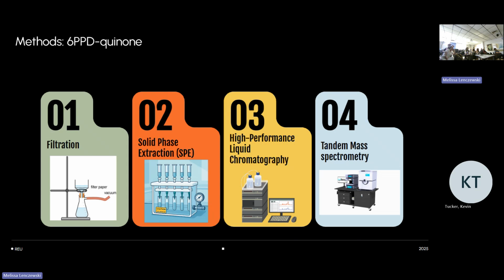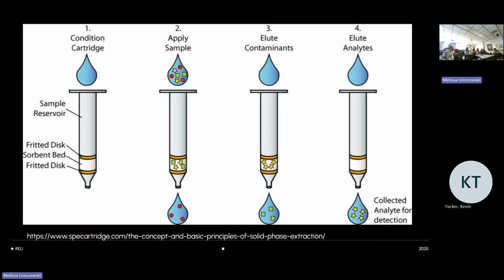And then here are the methods for my 6-PPDQ analysis. We have the filtration, solid phase extraction, your HPLC, and then coupled with the tandem mass spectrometry. And then here is a little example of what's going on during solid phase extraction. First, we're going to condition this cartridge with acetonitrile, and then we'll equilibrate it at the end with some water just so it's not shocked by our sample.